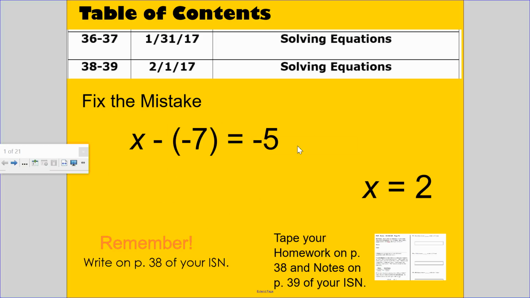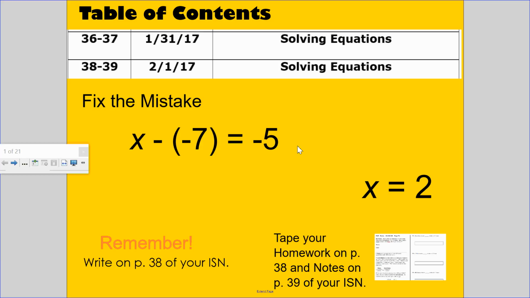Hello, this is a video on how to solve, but really model, one-step equations with multiplication and division. But before we do that, let's look at our number routine about fix the mistake. So we have x minus -7 is -5.